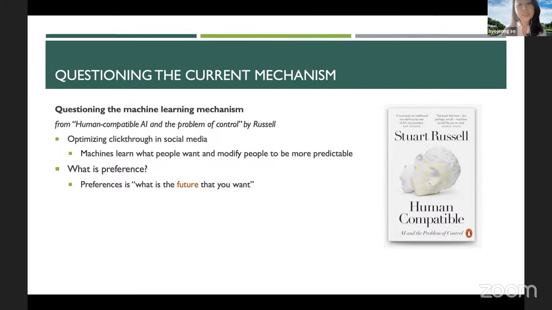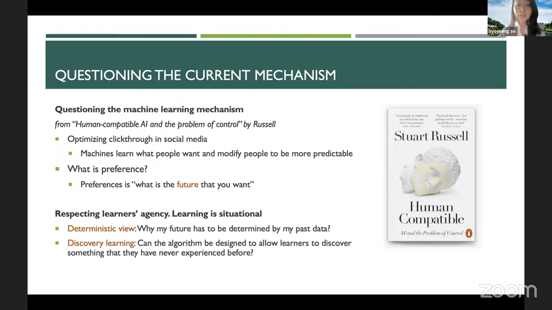Also, he questioned what is preference. And in fact, he defines preference as what is the future that we want. So escaping from our past, and what is the future that we really want to have. It is very consistent with our situational learning perspective, because we think it's very important to have learners' agency and control, right? Why does my future have to be determined by my past data?